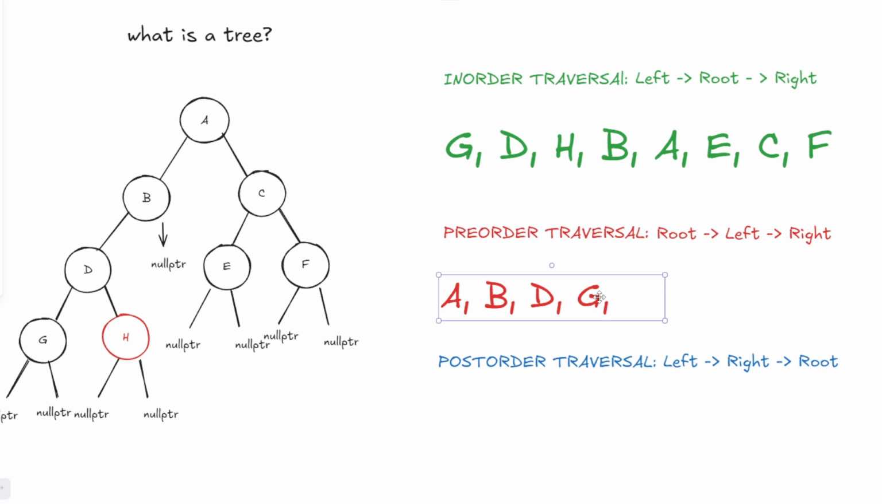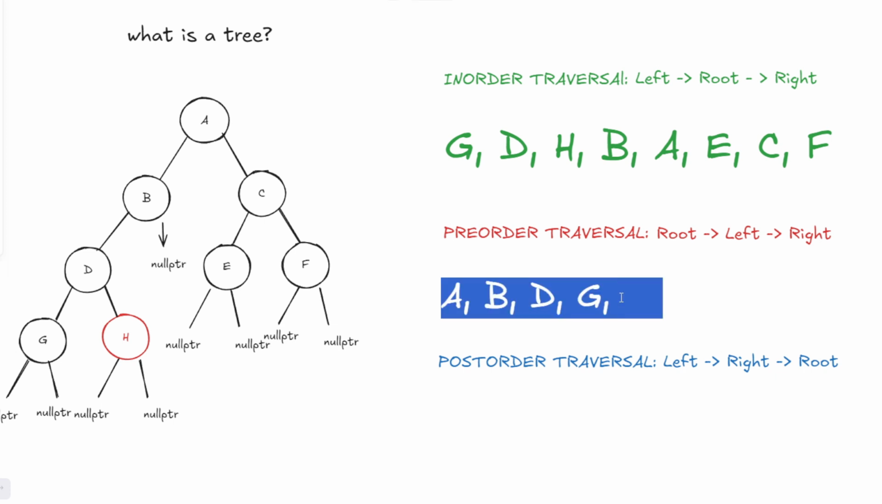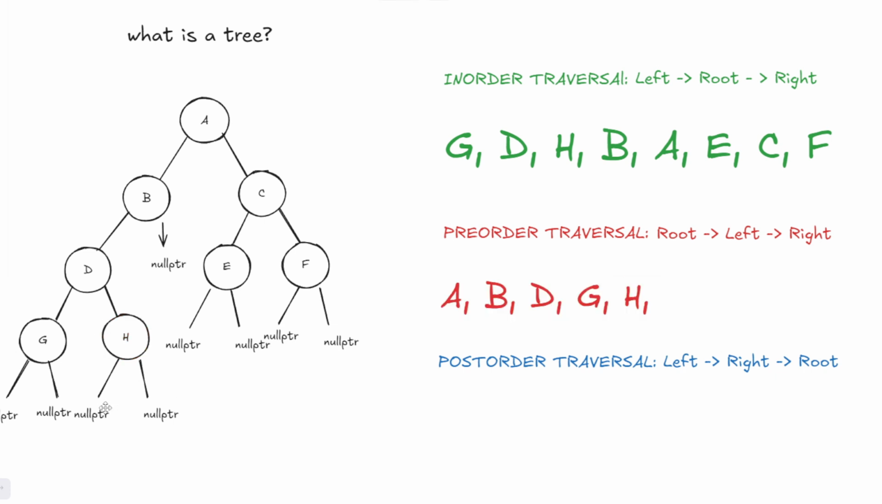Now H is a root, we're going to print that as well. Now H's left subtree is null. Okay, its right subtree is also null, so we finished H. We finished D as well, so now we're at B.